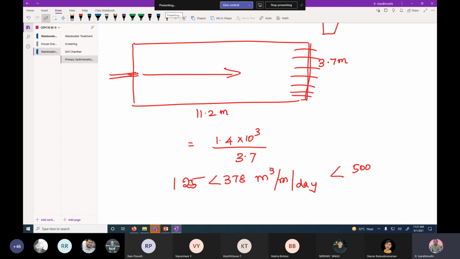Okay, now can you tell me, for example, sometimes if the value is exceeding 500, how do you maintain the weir loading rate? Students, how do you change the width of the chamber? Okay, how do you change the width of the chamber? That means if the value is 500, means the width may be less, B is less. That is the meaning, no?